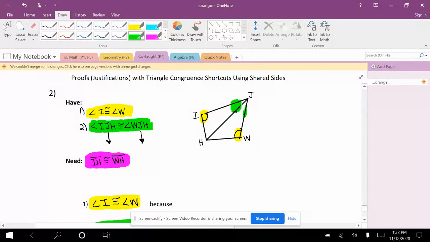Remember, the letter in the middle is where the curve goes.